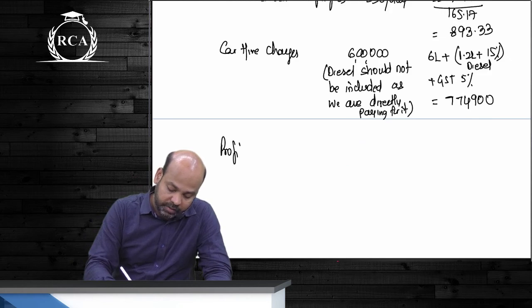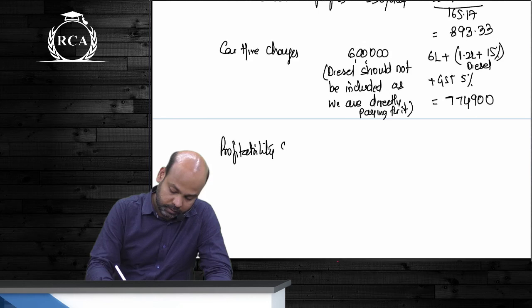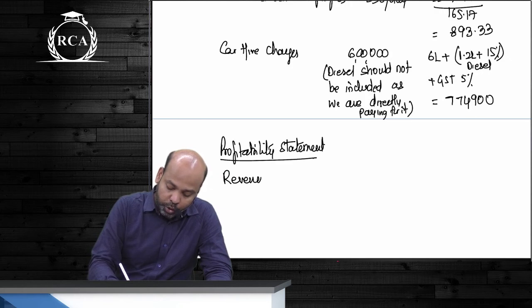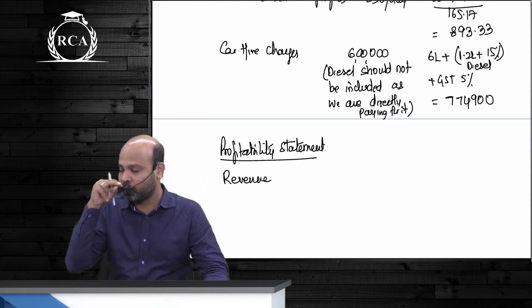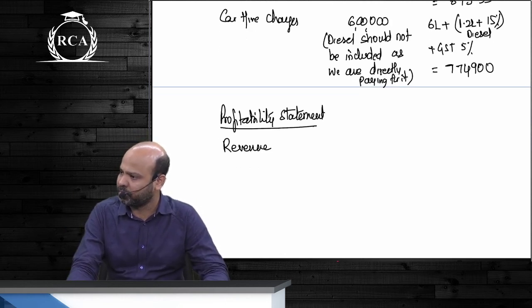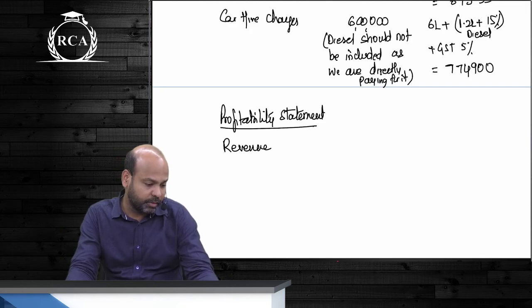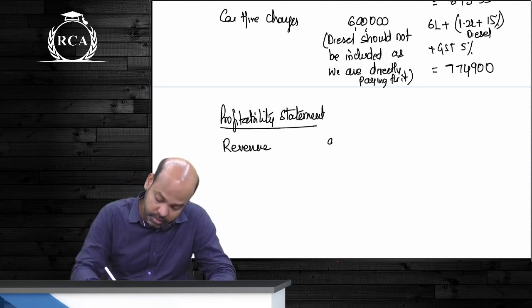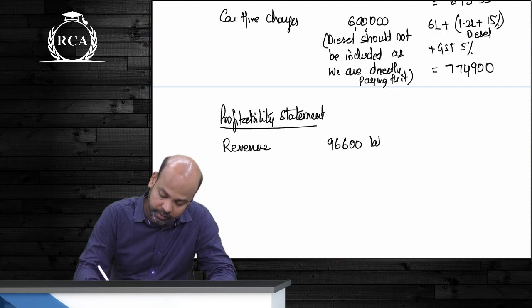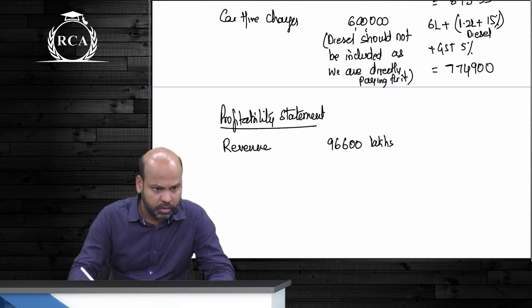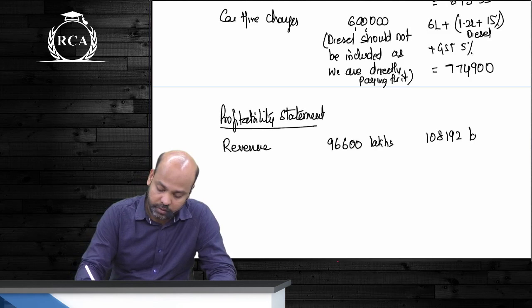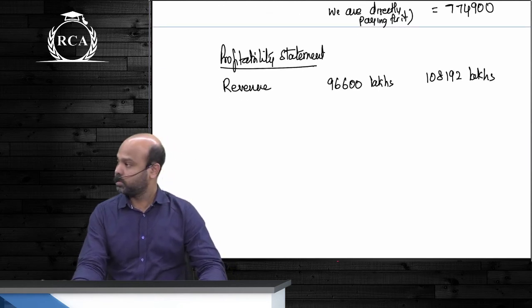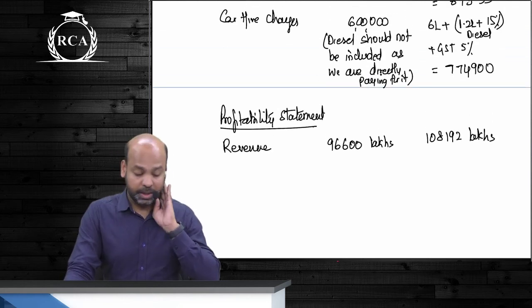Now profitability statement. Can you tell me revenue guys? You already have output, you already have selling price. Can you multiply them and tell me the total revenue? कुछ ज़्यादा ही बड़ा नंबर आ रहा ना, लैक्स में बोलो. 96,600 lakhs. 1,08,192 lakhs. You have to multiply output guys by selling price per unit.